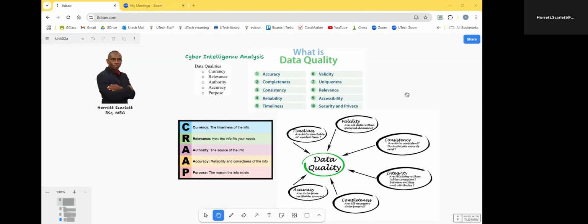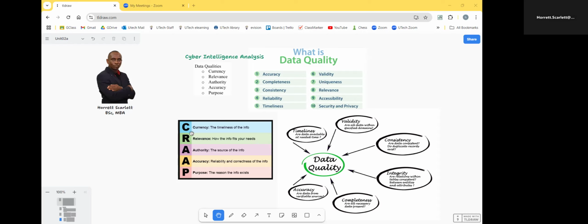Let's start our discussion by talking about data. If we talk about data, then it's going to be important for us to understand the qualities of good data. The syllabus focuses on the CRAP model, where they said that in order to be of good quality, data has to be current, relevant, it needs to have authority, it needs to be accurate, and it needs to have a purpose. So what does all of this mean?